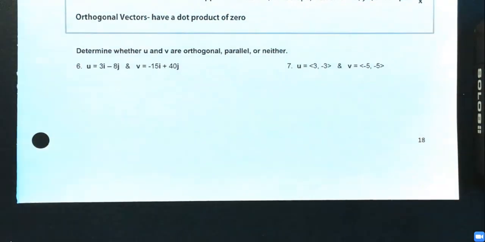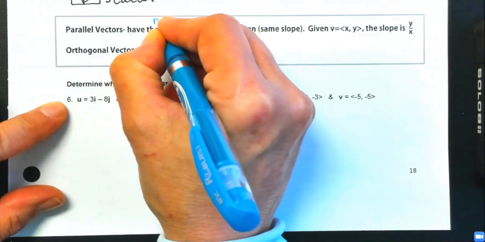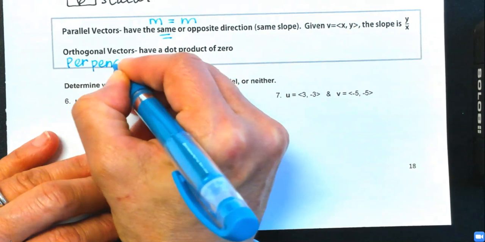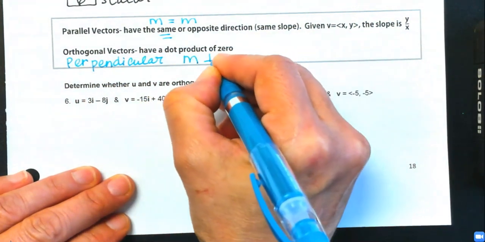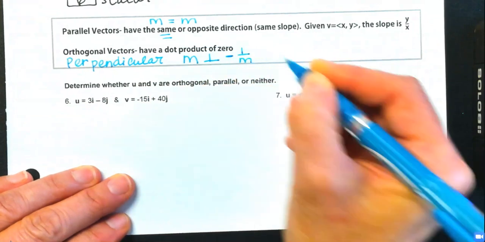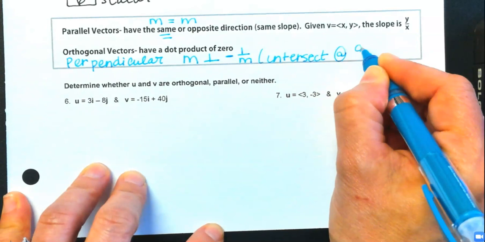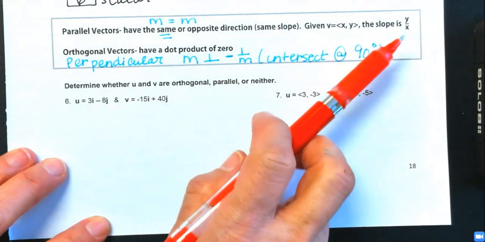All right, so vectors kind of behave like lines. So let's talk a little bit about parallel vectors. Remember, parallel is the same exact slope. And then we also have perpendicular. And remember, perpendicular are opposite reciprocals. So the sign changes also. Perpendicular vectors always intersect at 90 degrees.